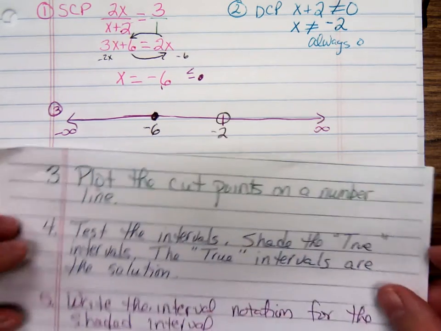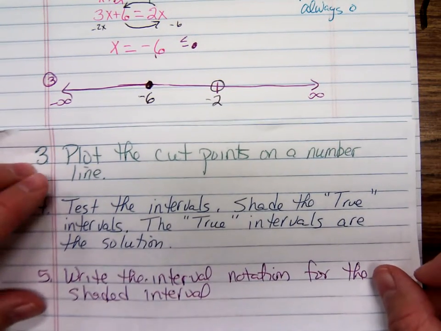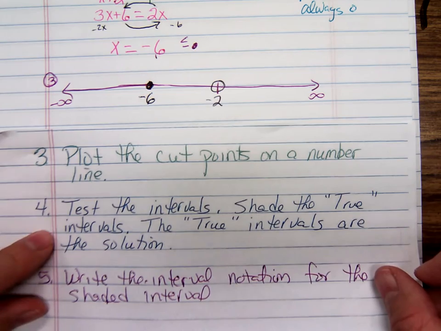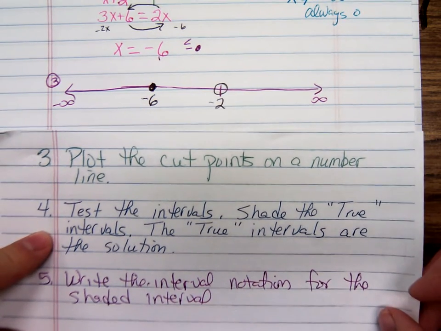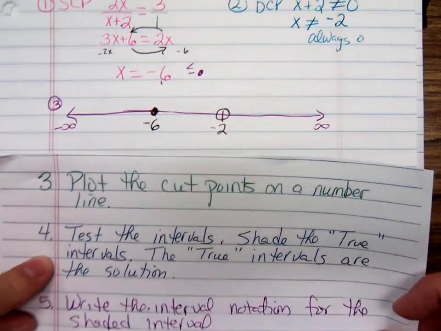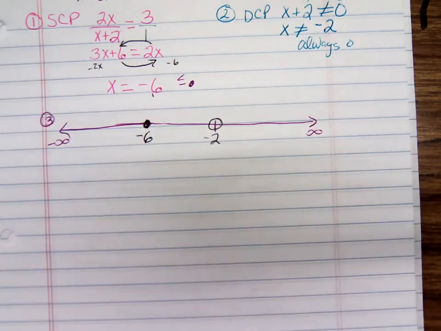So we plotted the cut points on a number line. Now you're going to test the intervals. By test the intervals, I mean choose a number from each interval and plug it into the original problem. If we get a true statement, we're going to shade it. If we get a false statement, we're going to cross that out. Okay? So here goes.